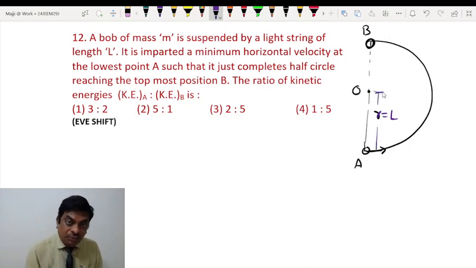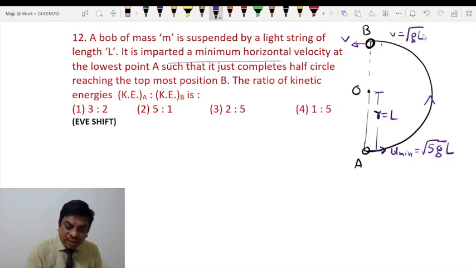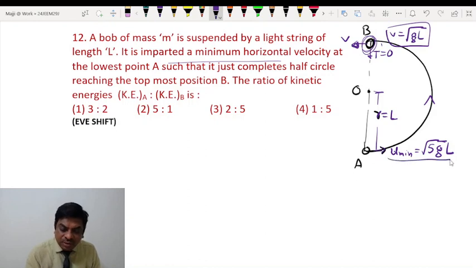Now, if you have done a few problems based on this, you must know that the imparted velocity has to be root 5 gL so that it is able to successfully negotiate the circular path, and at the highest position the velocity, if you apply the law of conservation of energy, you will get root gL. In fact, when you apply the law of circular dynamics here, taking tension to be 0, you will get this. Based on this, you get u min equal to this.